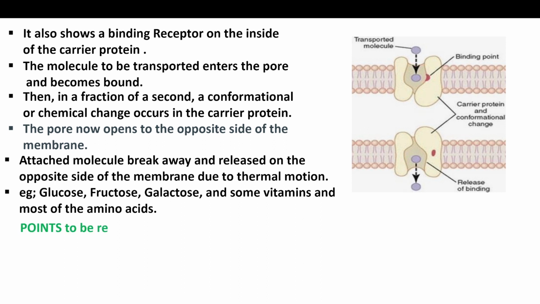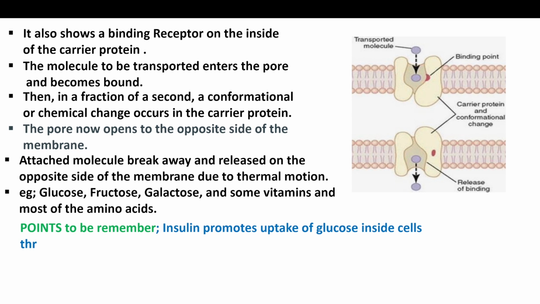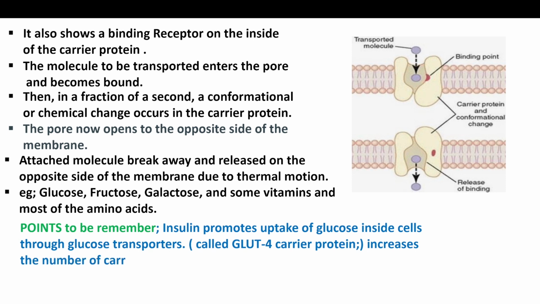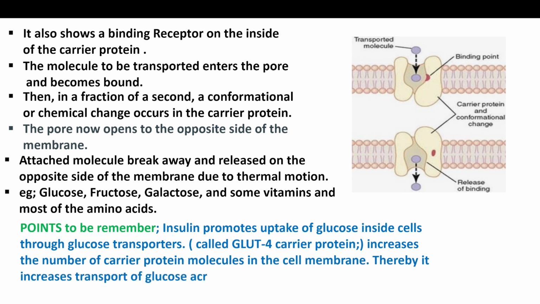Points to remember. Insulin promotes uptake of glucose inside cells through glucose transporters, called GLUT4 carrier protein. It increases the number of carrier protein molecules in the cell membrane, thereby increasing transport of glucose across the cell membrane.